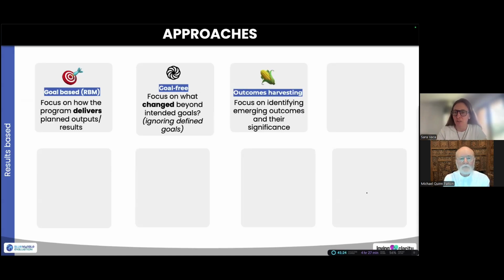So the next one is outcomes harvesting. This was created by Ricardo Wilson Grau. And this one focuses on identifying outcomes or results as they emerge from the conversations, right? From the methods. This is especially appropriate where people are working on problems that are highly dynamic. They're coming together. They're trying to figure out what to do in real time, working together.